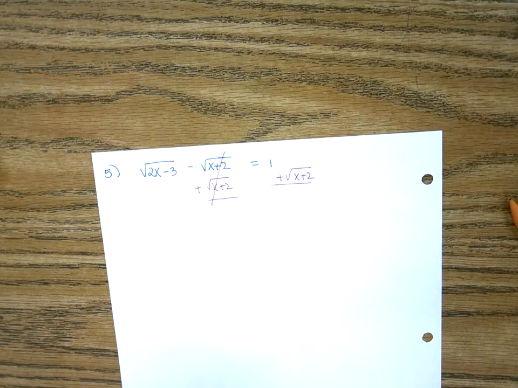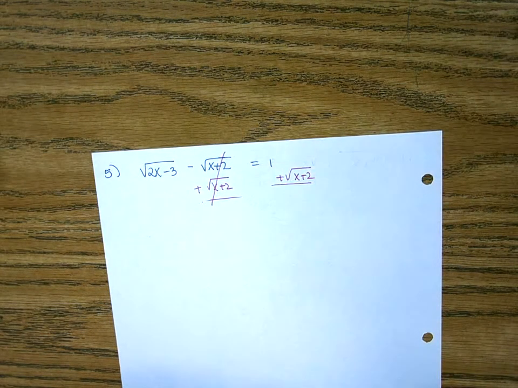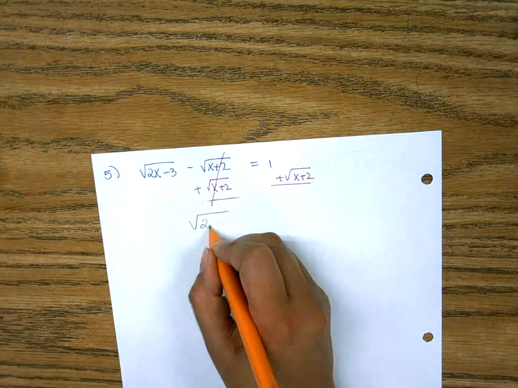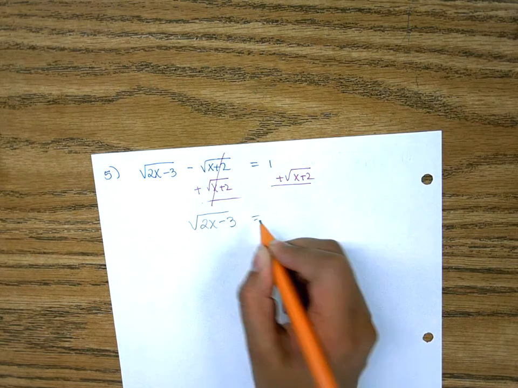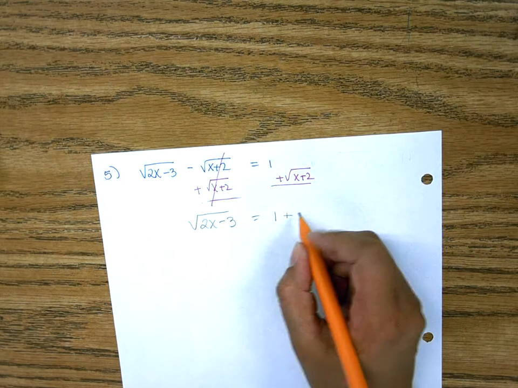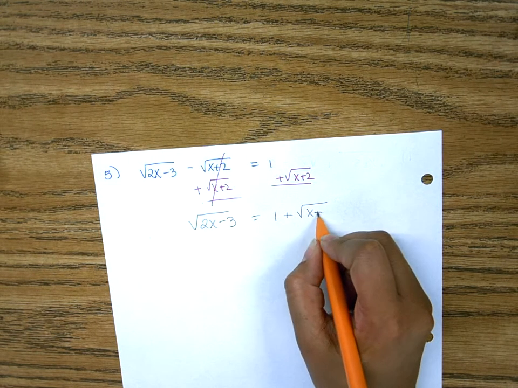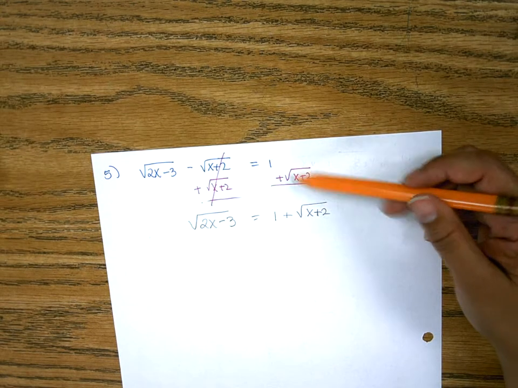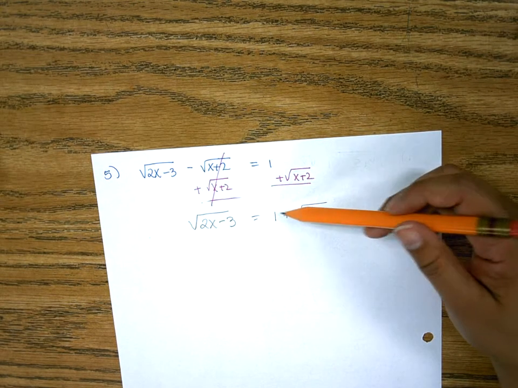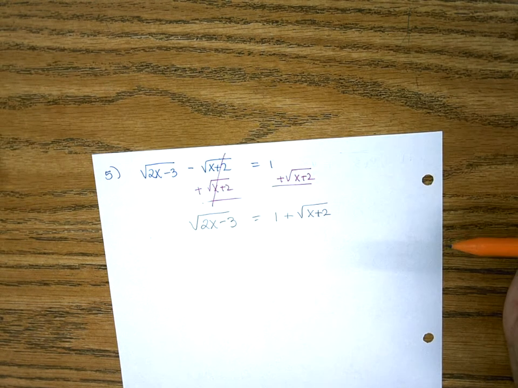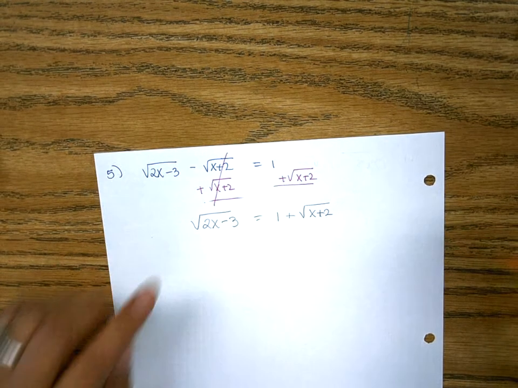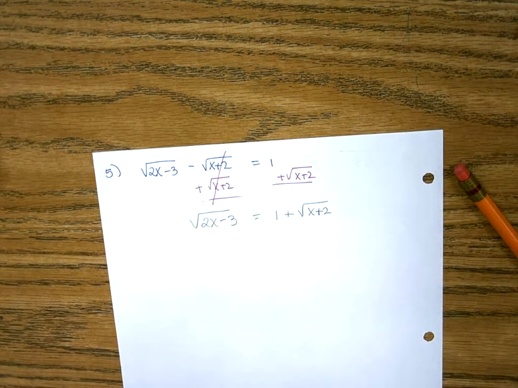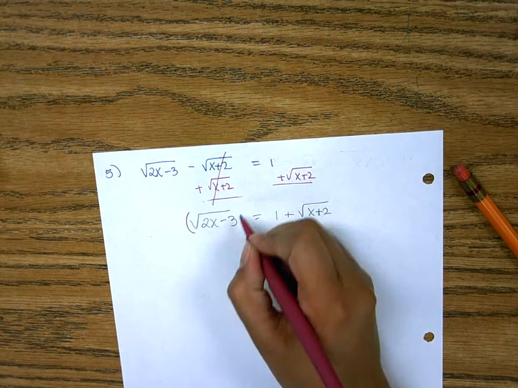It cancels out there, leaving me with the square root of 2x minus 3 equals 1 plus the square root of x plus 2. And I cannot combine these because they're not like terms, so I write it as 1 plus the square root of x plus 2, leaving this square root on this side. Okay, we're ready to square both sides.